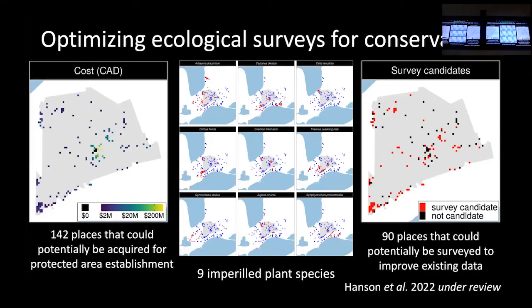So to try and explore this idea, we got a hold of a data set in Middlesex County in Canada. This is work from my current postdoc. We got data for 90 imperiled plant species. This is high quality data collected by botanists. They went out to a whole bunch of places and reported is it present or is it not present. We identified 142 places in the county that could potentially be acquired for protected area establishment, and we got land acquisition costs. And of those 142 places, we identified 90 that could potentially be surveyed to find whether these species are there or not.